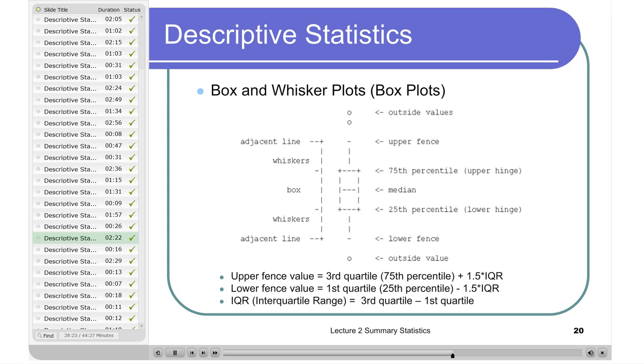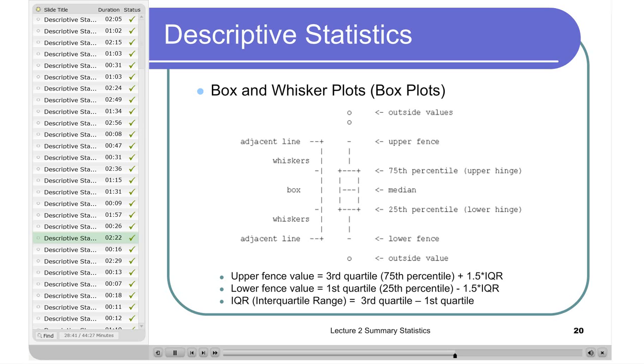Here's how we do it. We take our interquartile range, which you'll recall is the third quartile minus the first quartile, and we multiply that by 1.5. And that's actually how long the whiskers are. So the whiskers have a length which is equal to 1.5 times the interquartile range.